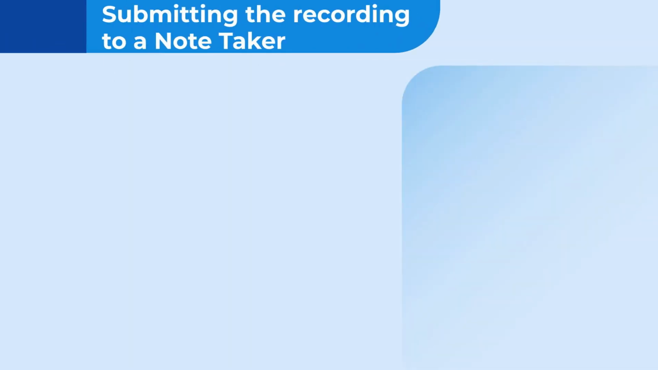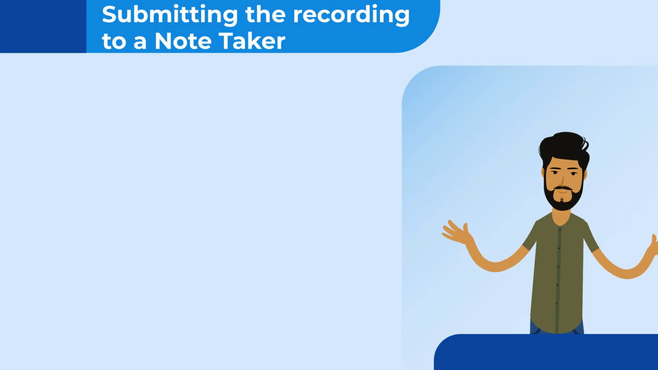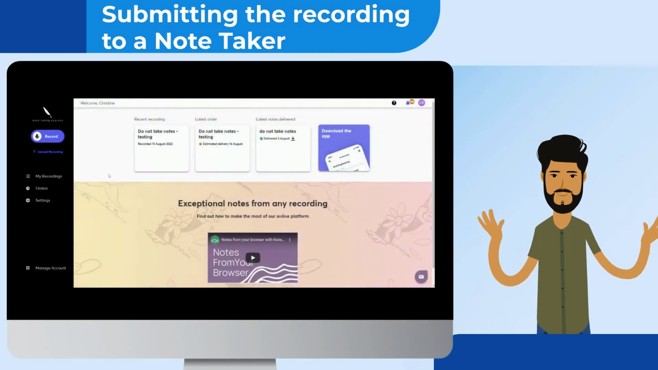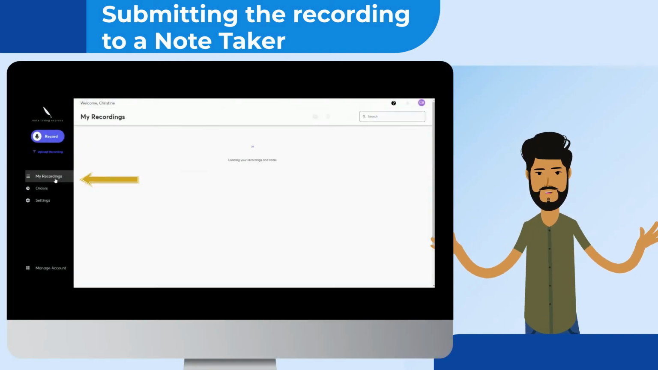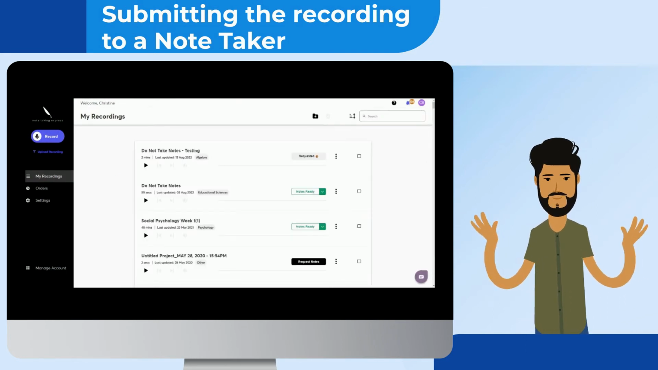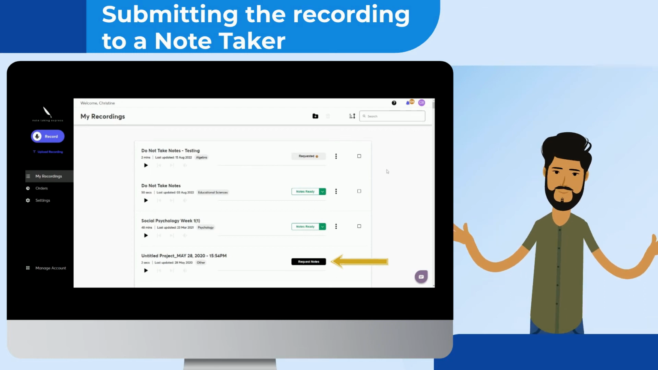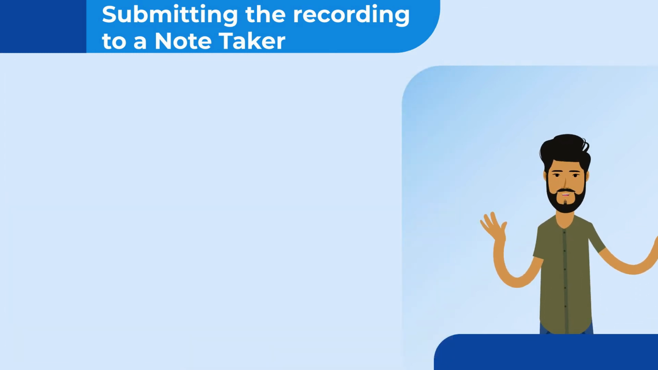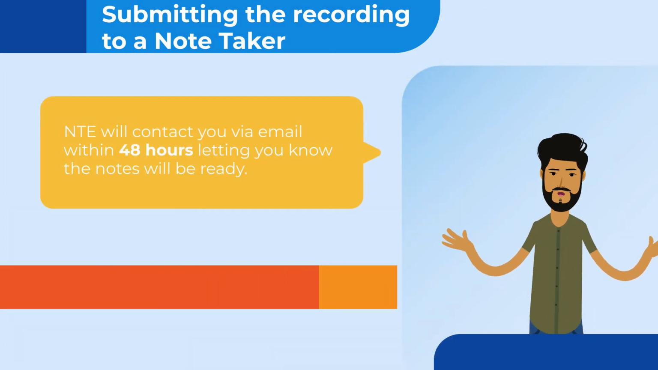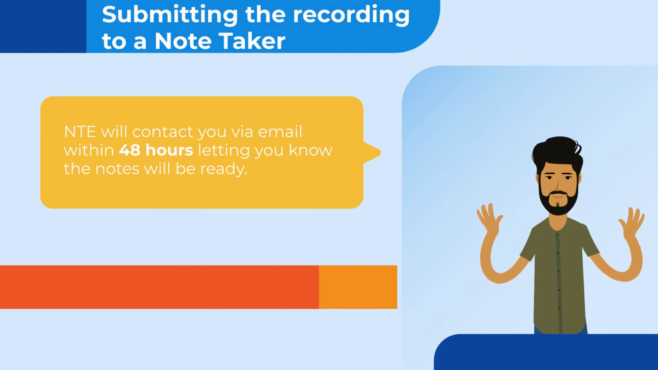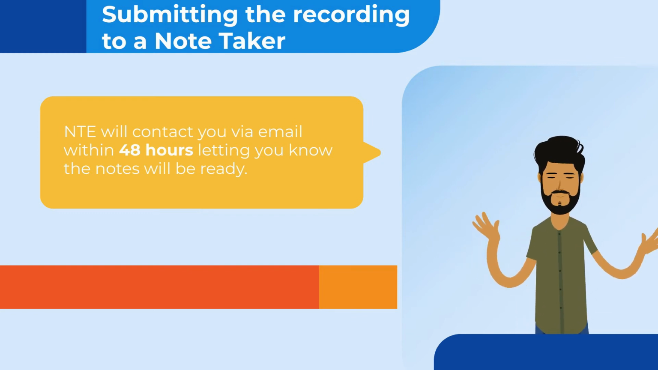Once you're ready to send your recording for note-taking, log into the NTE web dashboard. Click on My Recordings. Here, you can check the status of your notes. Find the recording you need and click Request Notes. NTE will contact you via email within 48 hours, letting you know when the notes will be ready.